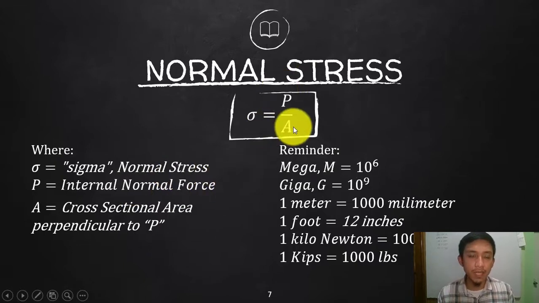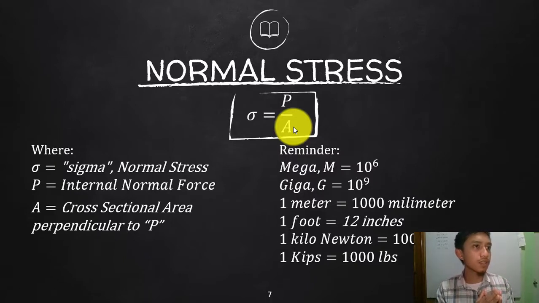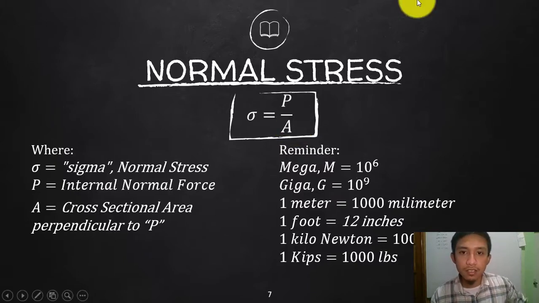That is the good thing in mechanics, because you can actually figure out what a certain quantity is by looking at the unit. That is how important the units of a certain quantity are. As you can see, P is a force and A is an area, so you will end up with the unit of stress or normal stress, which is force over area or force per area.